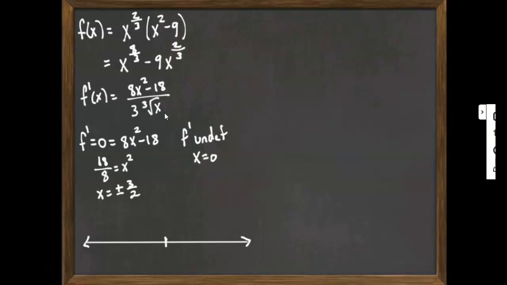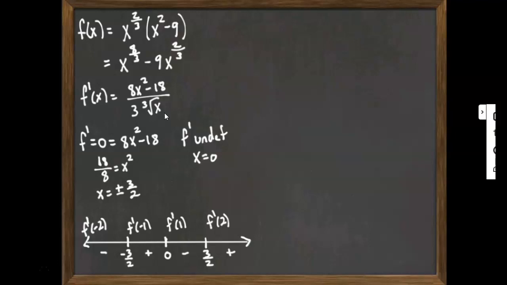And then just like we've done before, plot all those values on a number line. We then need to test our derivative in each of the regions. So we need to pick something smaller than negative 3/2, something between negative 3/2 and 0, something between 0 and 3/2, something that's bigger than 3/2. So I just went ahead and said, why don't I plug in -2, -1, +1, and 2?